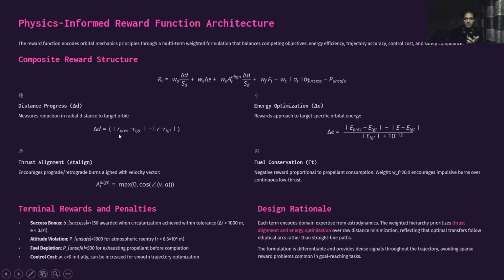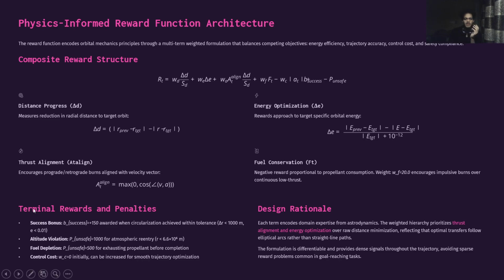It measures the R previous minus R target minus R minus R target. And here is the energy optimization, delta E, that is given by this particular equation that we have chosen. And then we have WFFT, that is fuel conservation. Like we said, the less fuel consumed is the better. And then we have thrust alignment. The thrust should be aligned with the velocity vector, because if it's not aligned, we have fuel wastage and we need to correct the track again.